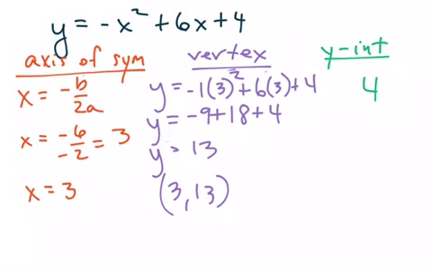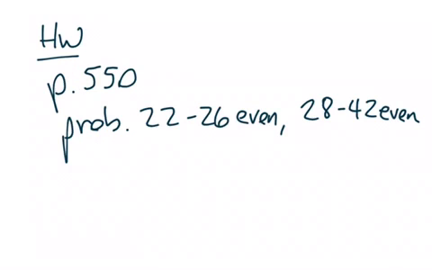It's a good question. For this assignment, it's going to be page 550, 22 through 26 even, and then also 28 through 42 even. Now, as far as 22 through 26 even, let's do this. Copy that down, but then I'll need to give you the domain for those first 3 problems.